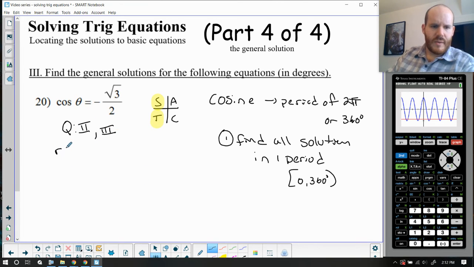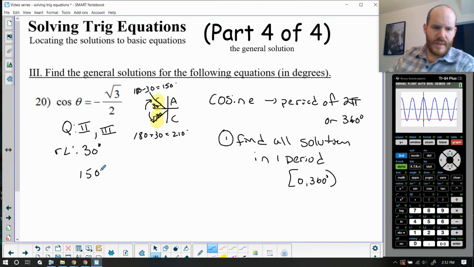The reference angle that gives me root 3 over 2 will be 30 degrees for cosine. So I need 30 degrees in quadrant 2. It's 30 degrees back from 180, which gives me 150. And 30 degrees in quadrant 3 is 30 degrees past 180. 180 plus 30 gives me 210. Those are the basic solutions between 0 and 360: 150 and 210.